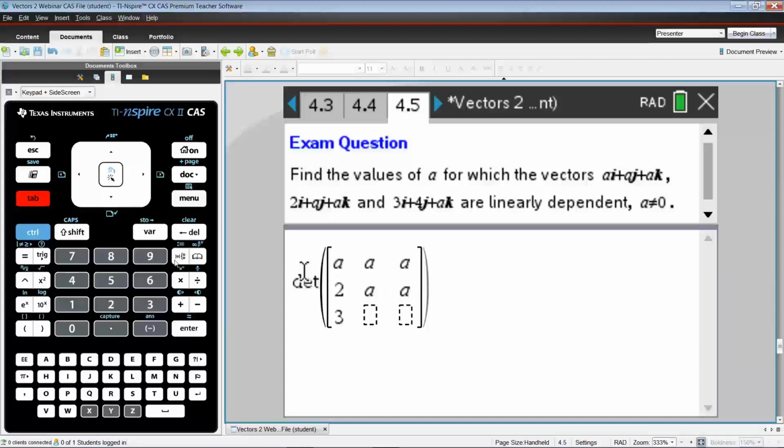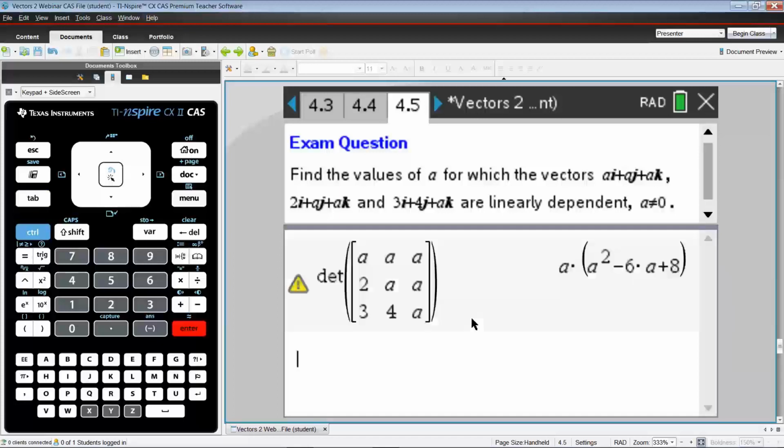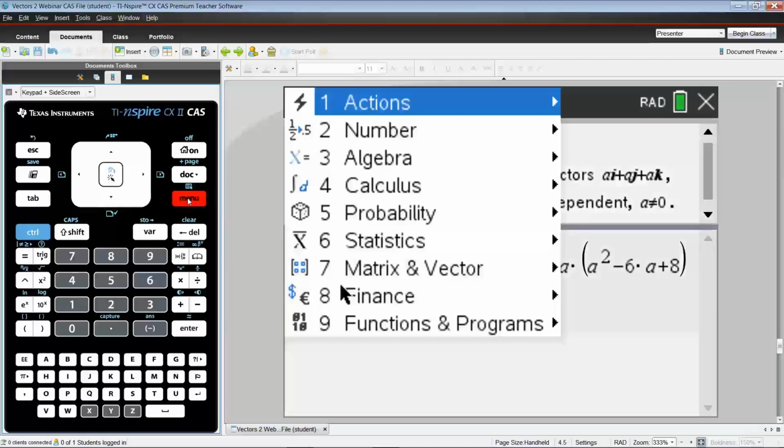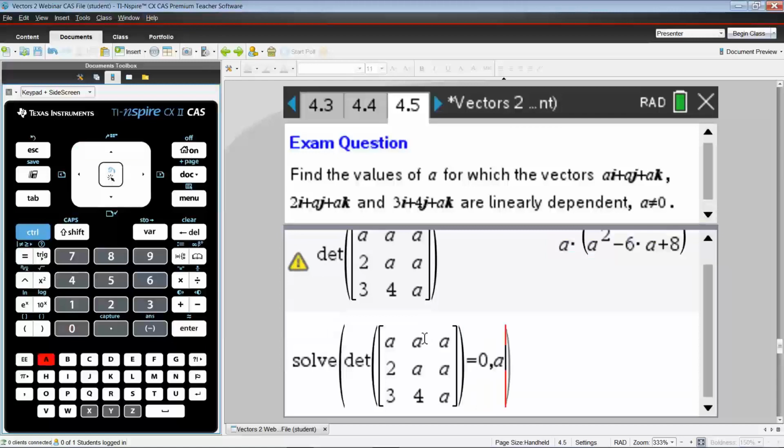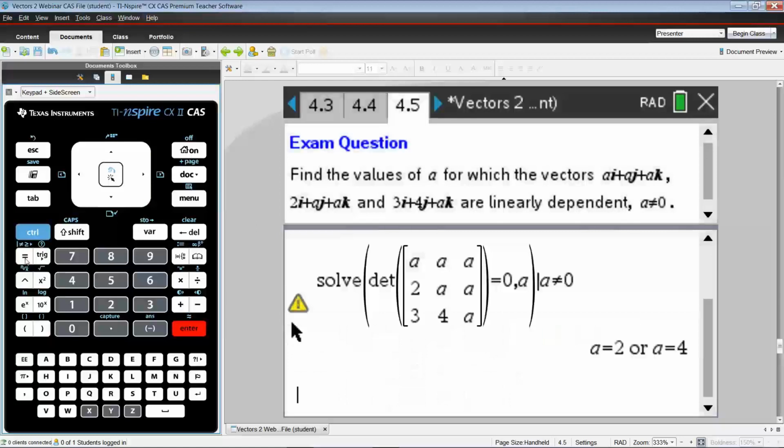The determinant looks really nice, actually. I've got a, 2, a, then a, 2a, 3, 4a. I've got this upper triangle of elements there, of a. The determinant is this cubic over here. I want them to be linearly dependent, so as I said before, menu 3, 1, I want to solve this determinant equal to 0 for a, but I do want to make the restriction, control equal, that a cannot be equal to 0.